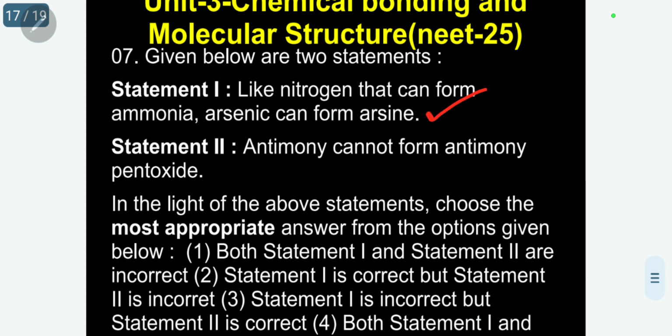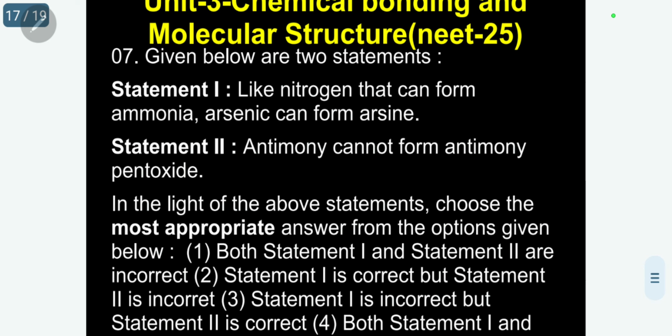That is correct. Both will form the corresponding hydrogen-containing compounds, ammonia and arsine, from nitrogen and arsenic. Antimony cannot form antimony pentoxide. This statement is wrong because antimony can form antimony pentoxide. There are actually theoretically two methods available to prepare antimony pentoxide.